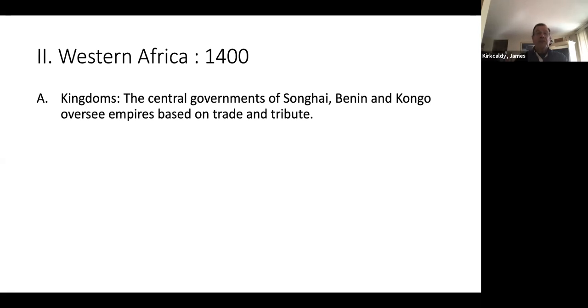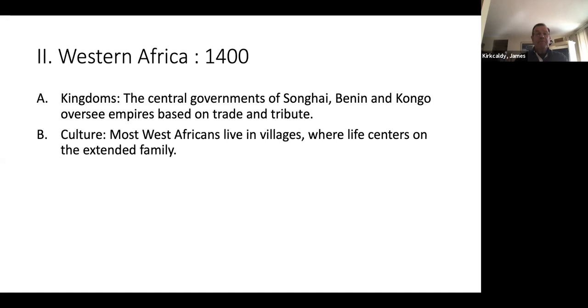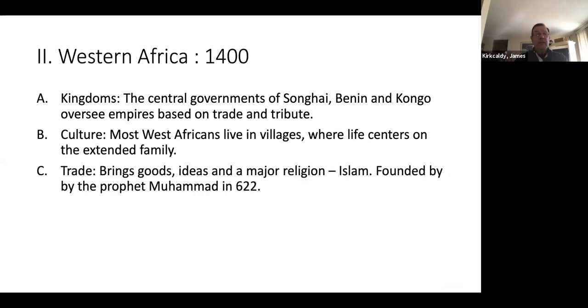Okay. Then major kingdoms, meaning kings, obviously, and that they were involved in trade and tribute. They lived in villages where life centered on the extended family. That means it's not just the mother, father, and children, but mother, father, children, grandparents, aunts, uncles, etc. Trade brought goods and ideas of the major religion, Islam, which was founded by the Prophet Muhammad. And this is going to be the major religion that will take hold in West Africa. And once again, it's through the trade routes and their connection with Islam.